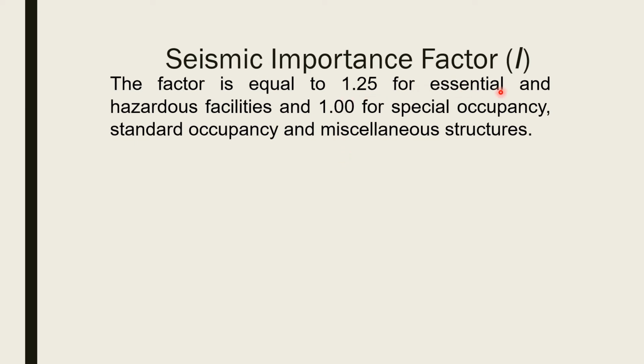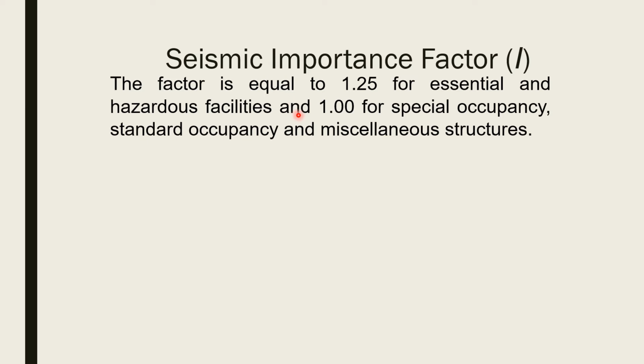Seismic importance factor. The factor is equal to 1.25 for essential and hazardous facilities and 1 for special occupancy, standard occupancy and miscellaneous structures. What it means, for example, if you are designing a hospital building, then you definitely go for a high importance factor of 1.25. For a nuclear reactor or important buildings, you can use importance factor 1.25. By using 1.25, it means you are designing the members against 25% more forces, or using a higher factor of safety.